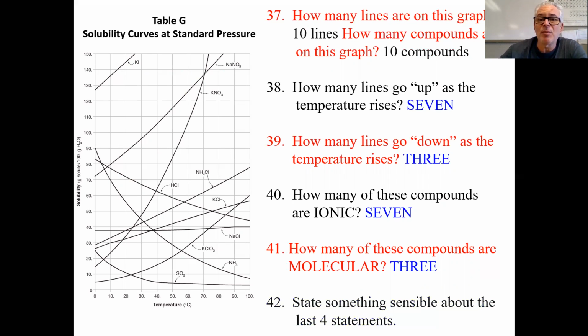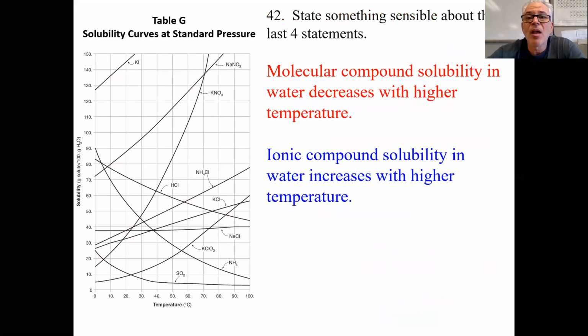So say something sensible about this, right? Molecular compound solubility in water decreases with higher temperature. The hotter it is, the less the molecular stuff fits in. You know why? It shakes up and turns to a gas and jumps out of solution. Now, the ionic compound solubility in water increases with higher temperature. Why? Because when the water moves faster, it juggles faster, it can hold more ions.